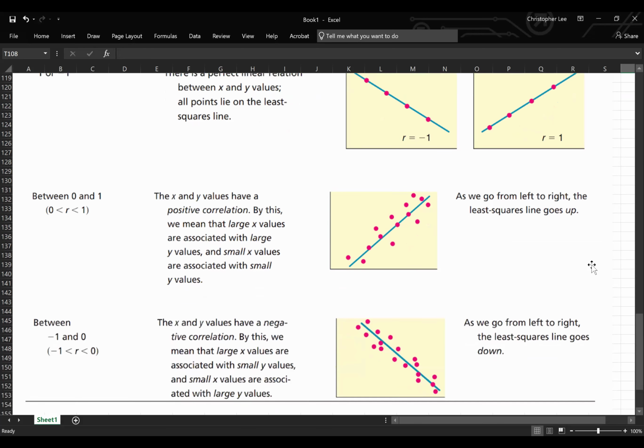Here's another one. Let's say that R is between -1 and 0, so -1 is less than R, which is less than 0. The X and Y values have a negative correlation. By this, we mean that large X values are associated with small Y values, and small X values are associated with large Y values. So as we go from left to right, the least squares line goes down. Said a little differently, as X increases, Y decreases. This is negative correlation.